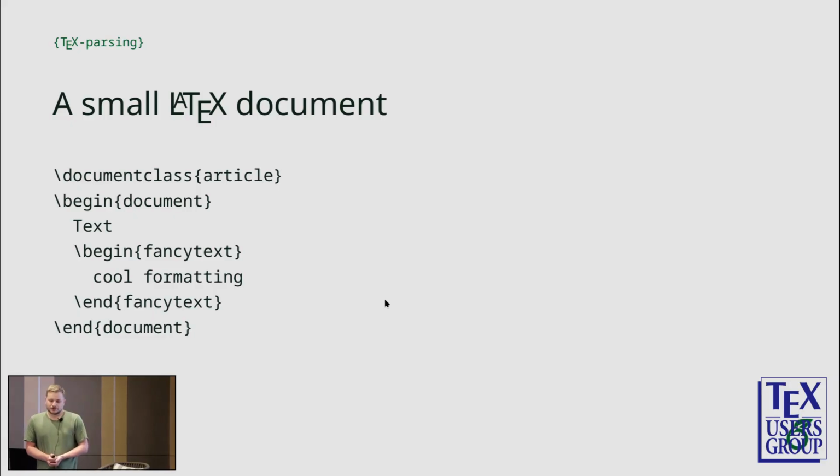I want to go through a little example of building such a grammar. And the reason is that it would take entirely too long to present the full grammar, so I'm just going to build one up from the ground instead and show the concepts that we're using. So we have a small LaTeX document, we have documentclass article, document environment, some text, and some nested environment that could do some fancy formatting.